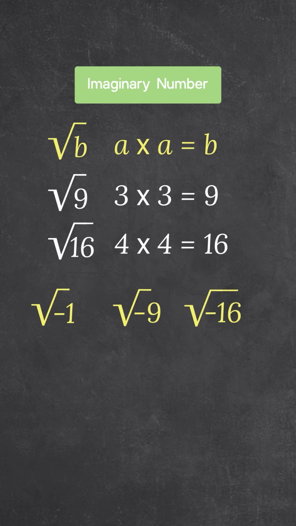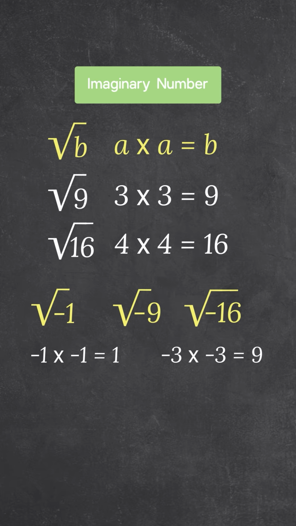Even if the number is negative, for example, if we say -1 times -1 equals +1, -3 times -3 equals +9. So initially, we might say it's impossible to solve the square root of any negative number, and this is indeed impossible in the world of real numbers.